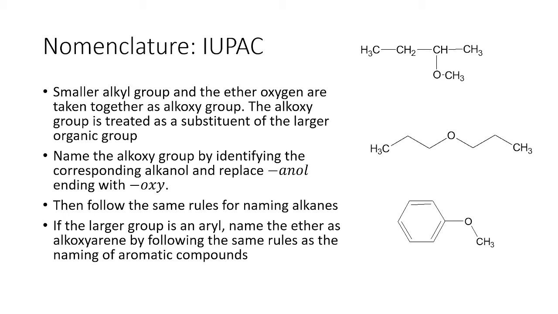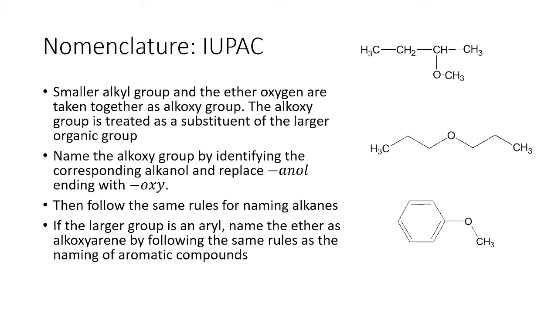The smaller alkyl group and the ether oxygen are taken together as alkoxy group. The alkoxy group is treated as substituent of the larger organic group. So for the naming, name the alkoxy group by identifying the corresponding alcohol and replace anol ending with oxy. Then follow the same rules for naming alkanes. And if the larger group is an aryl, name the ether as alkoxyarene by following the same rules as naming aromatic compounds.